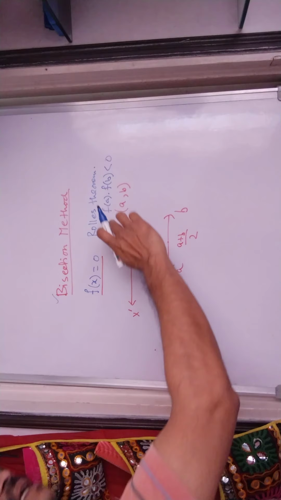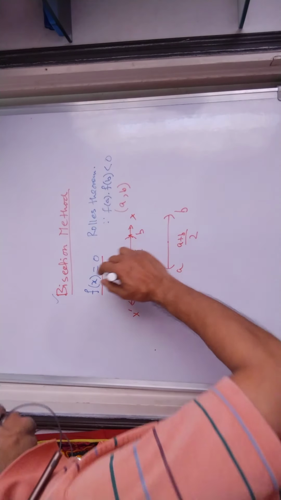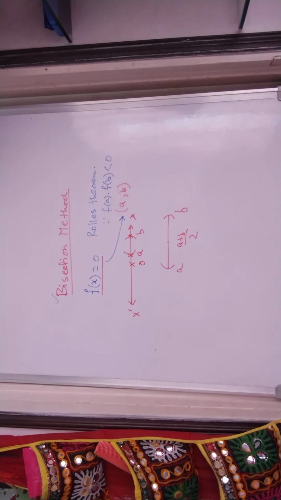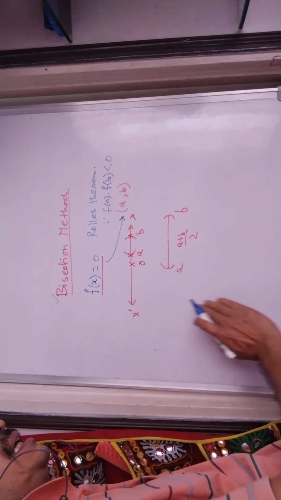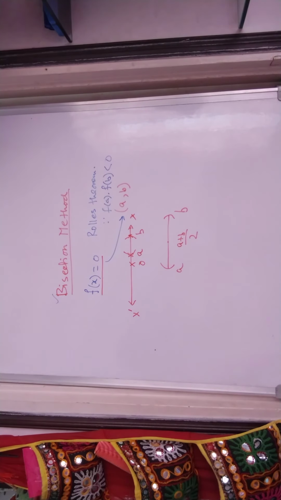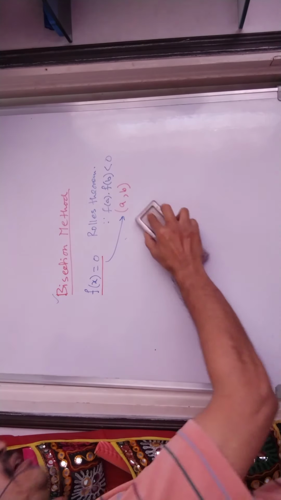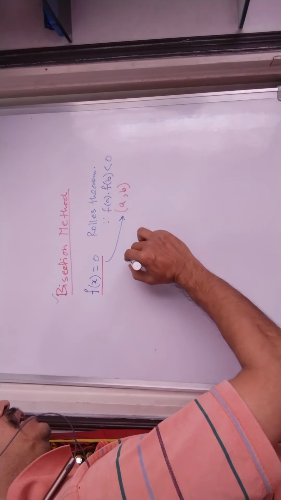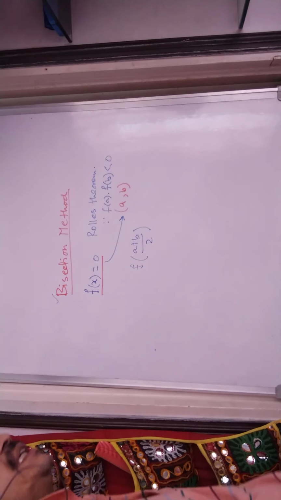Since f(a) and f(b) are of opposite sign, that is, if f(a) is positive then f(b) is negative, or if f(a) is negative then f(b) is positive, we claim that f(x) equal to 0 has at least one root in the open interval (a, b), and then we choose the interval (a, b) and bisect it. Our next attempt will be to test whether f of (a plus b) by 2 is positive or negative.